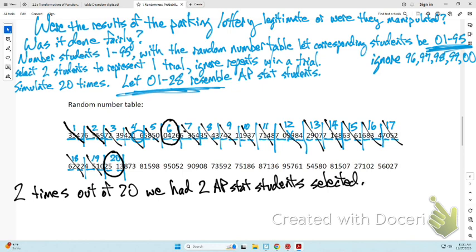So you have to ask yourself, is 2 out of 20 unusual? 2 divided by 20 is 0.1. And remember, we decided early in the year that 0.05 or less is rare or unlikely. 0.1 is greater than 0.05. This is not a rare proportion.